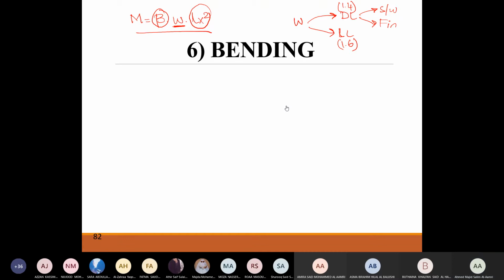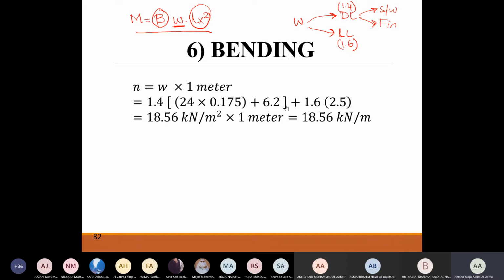Now if we go and see the equations, we can see here that we have 1.4 for the dead load, multiplied by the self weight. Now, how would you calculate the self weight? Do you remember how to calculate the self weight of the slab? So the self weight of the slab is to be calculated as 24 multiplied by the depth of the slab.